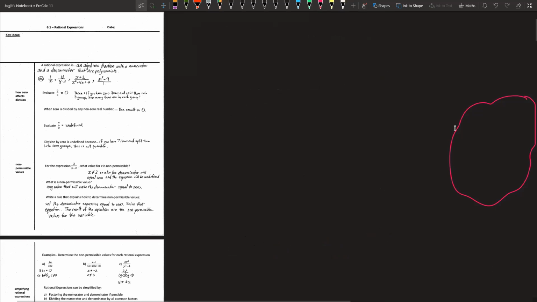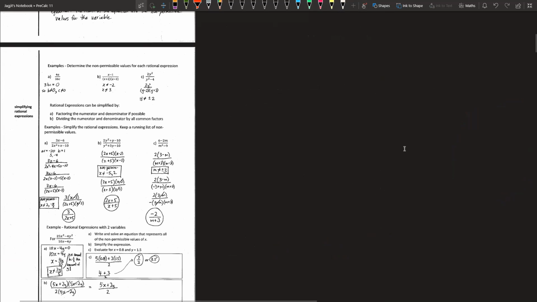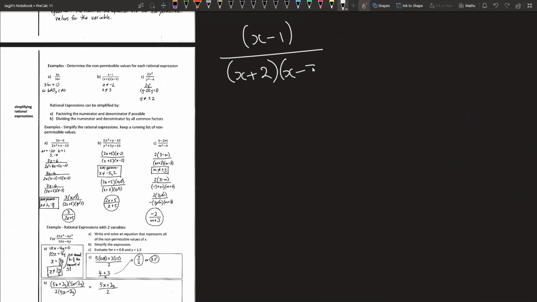Let's get into the examples now. Okay, I'm going to write down a few examples. I want you guys to quickly tell me what are the non-permissible values. I have x minus 1 over x plus 2 times x minus 3. What's the non-permissible for x plus 2? Imagine plus 2 moving to the other side. X cannot be minus 2. For x minus 3, imagine minus 3 moving to the other side. X cannot be 3. You have two non-permissibles.